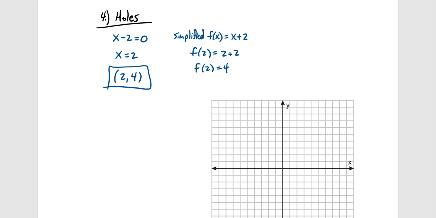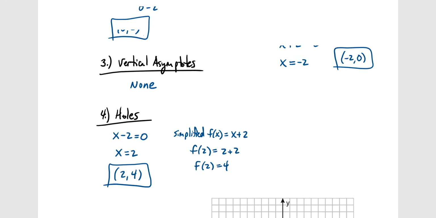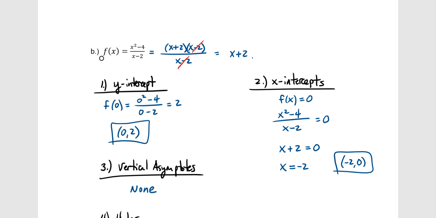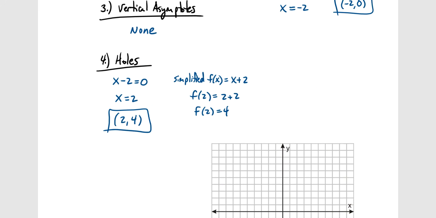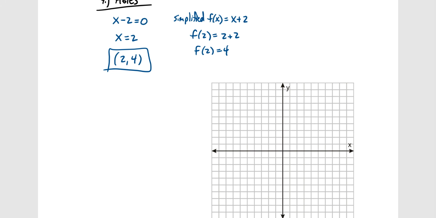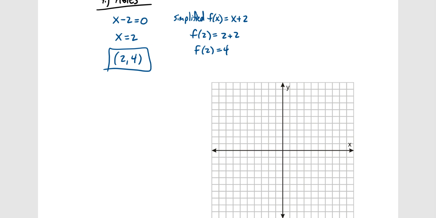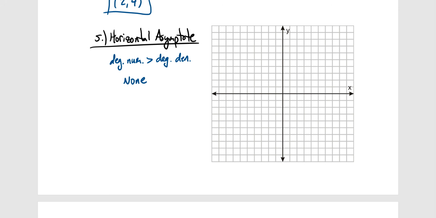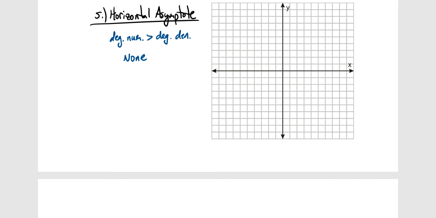And for the horizontal asymptote, we have to take a look at the degree in the numerator and the degree in the denominator. The degree of the numerator is 2, and the degree in the denominator is 1, so the degree in the numerator is larger, so there's no horizontal asymptote. And lastly, for the slant asymptote, there could be a slant asymptote.